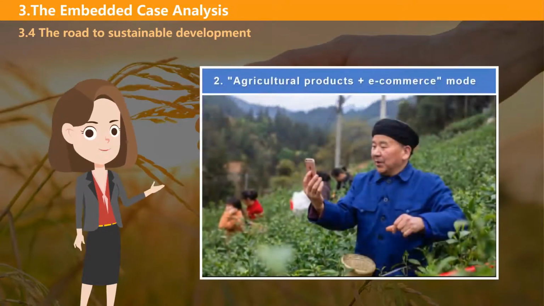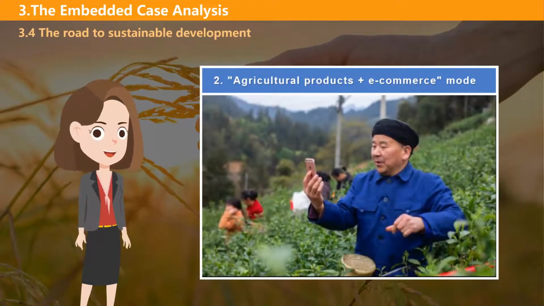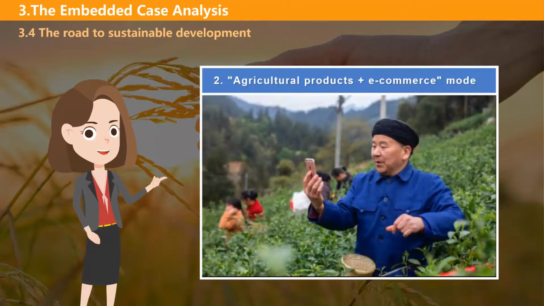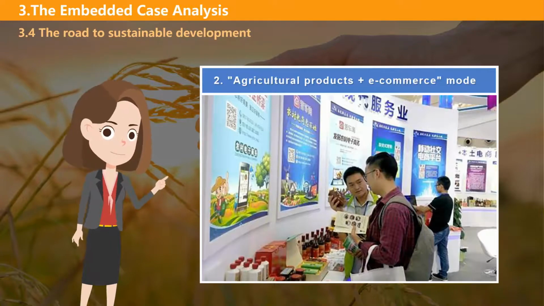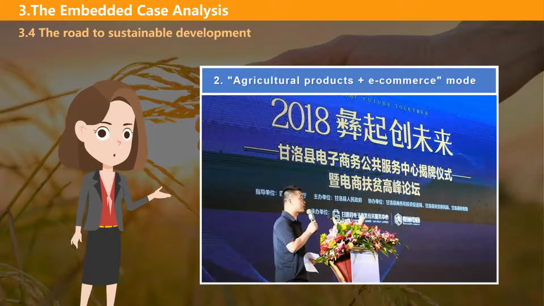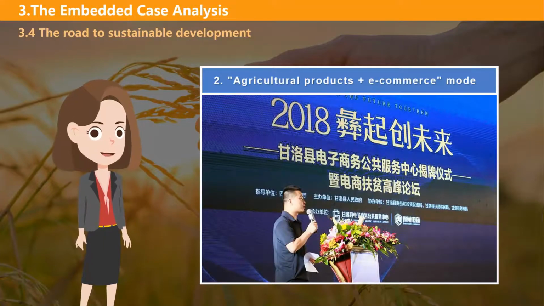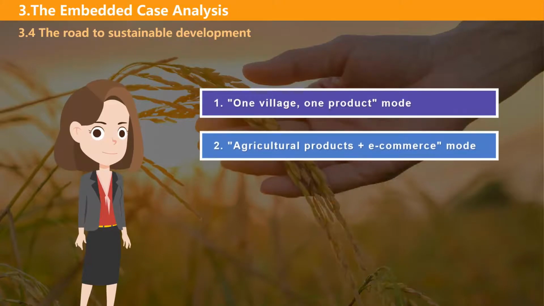2. Agricultural products plus e-commerce mode. The mode of agricultural products plus e-commerce is to display and promote agricultural products on e-commerce and internet platforms, so that more people can understand and it is convenient for users to place orders and purchase online.